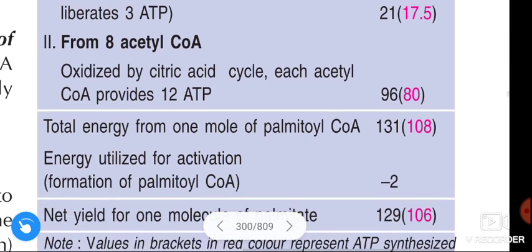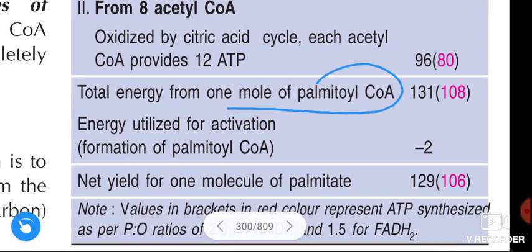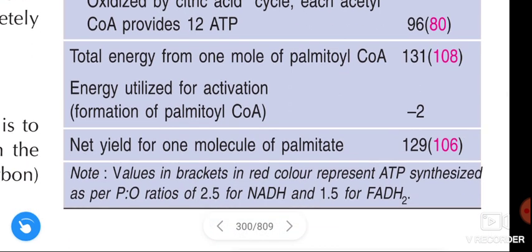Next, total energy from 1 mole of palmitoyl-CoA is 108, so 108 ATP will yield. But the energy utilized for activation of fatty acid is 2 ATP, so we are subtracting the 2 ATP from this energy. That means a total of 106 ATP will yield from complete oxidation of palmitoyl-CoA. Clear, guys?